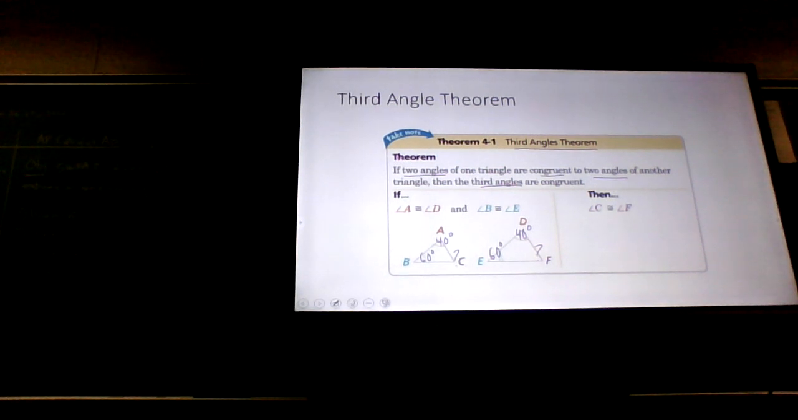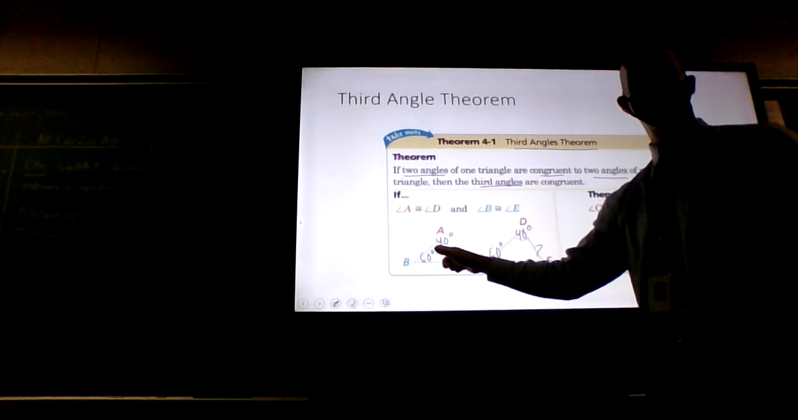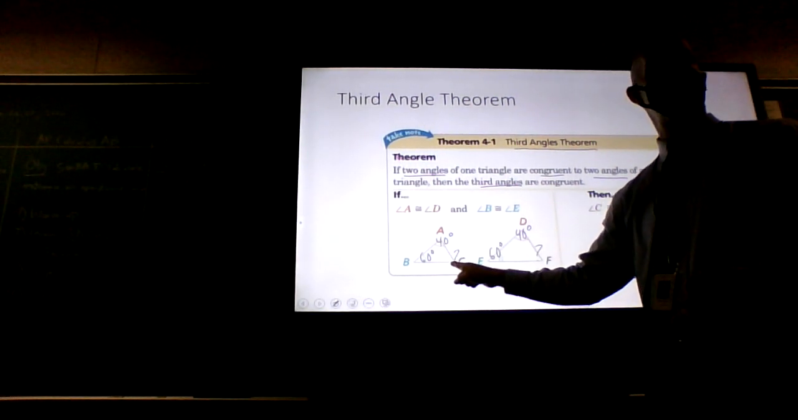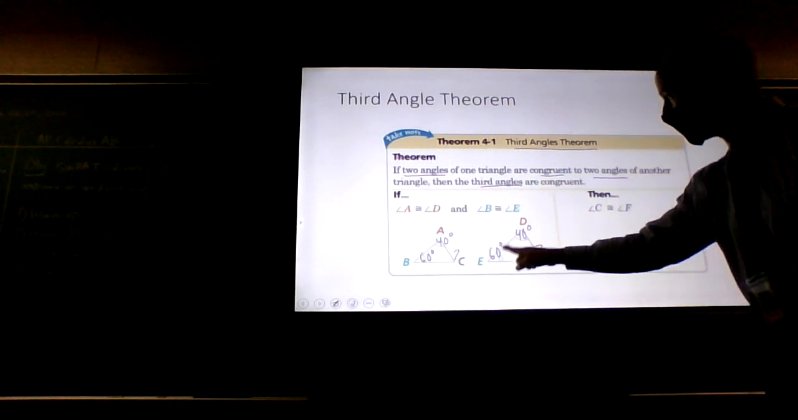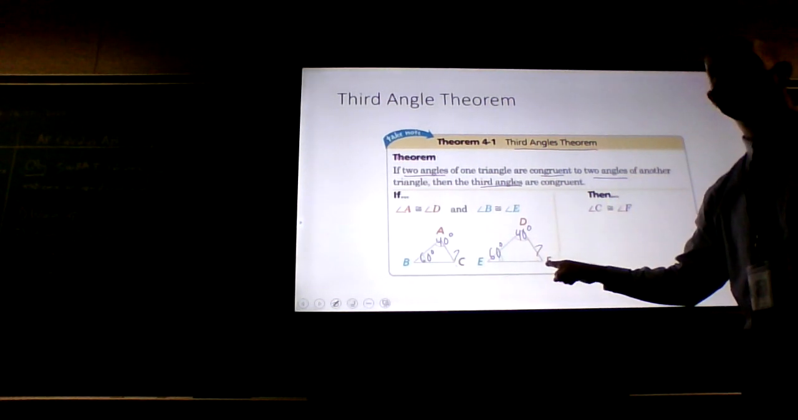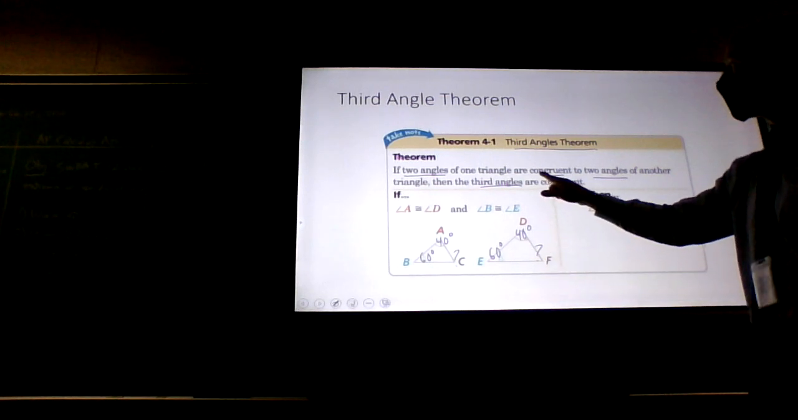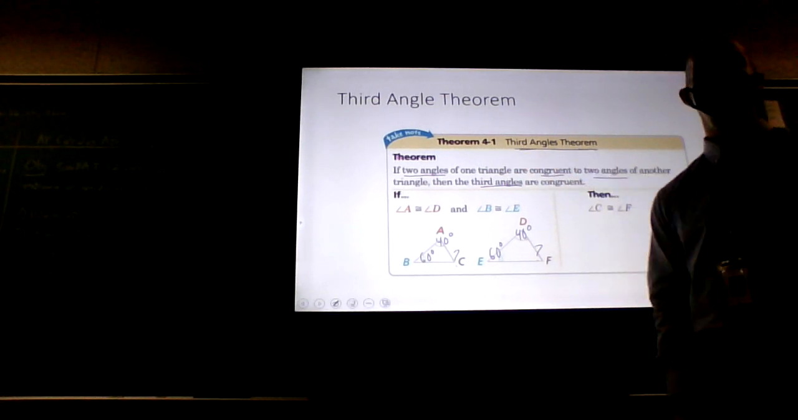It does, right? Because what do all three angles of a triangle always have to add up to? They always have to add up to 180. If these two guys are 100, then this angle over here has to be 80, right? If these two guys add up to 100, guess what that guy has to be? 80. So this is called the third angles theorem.